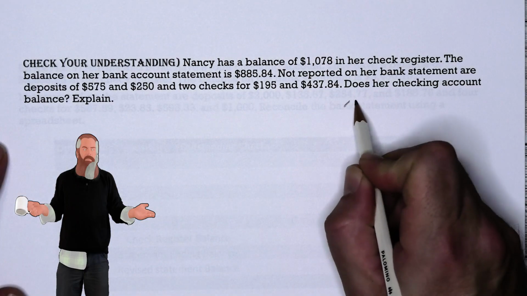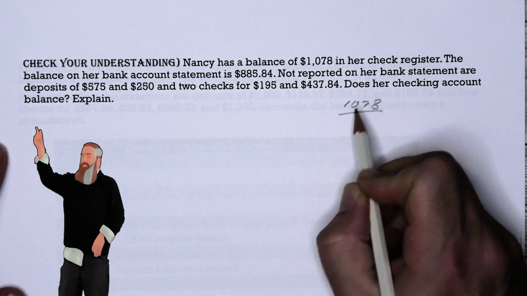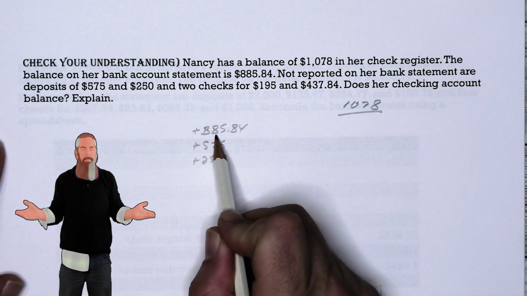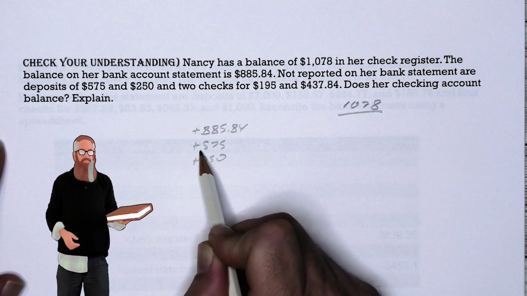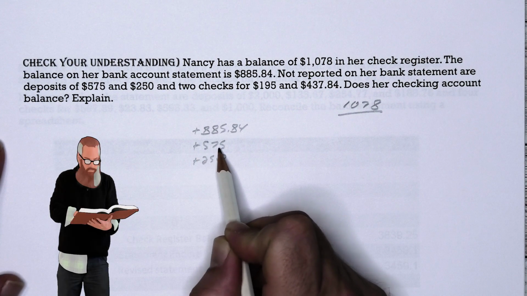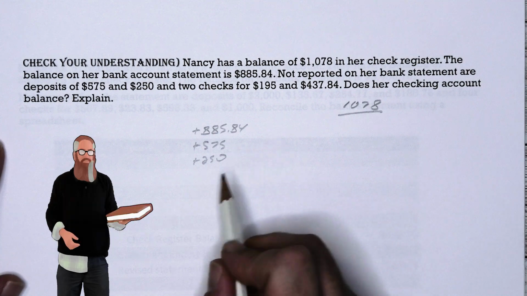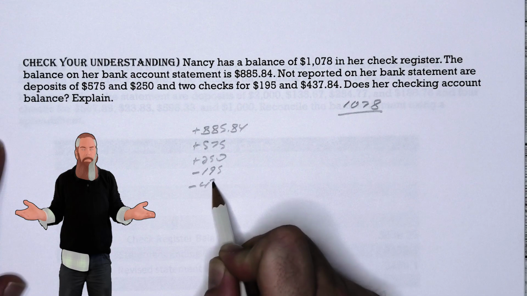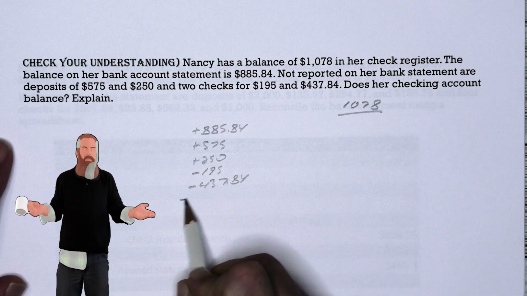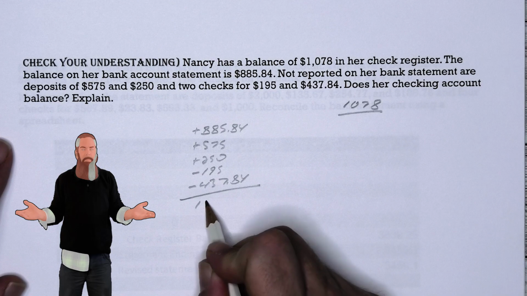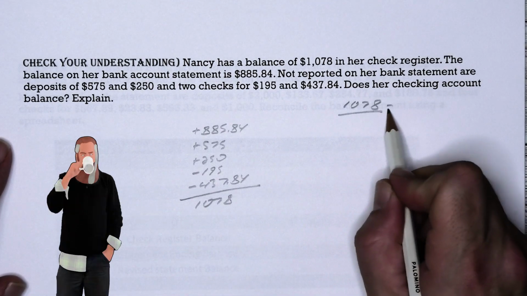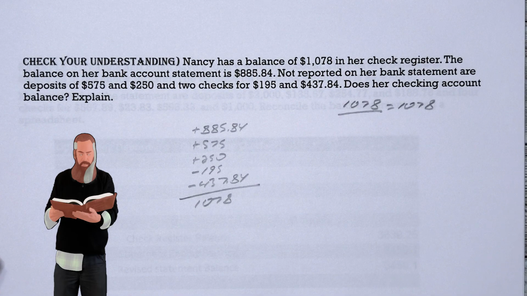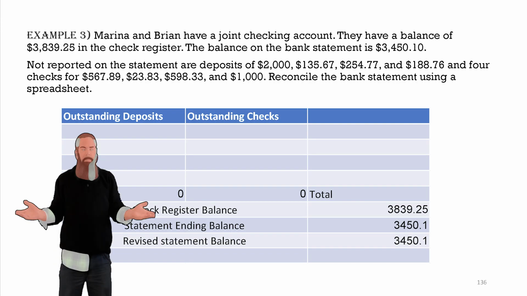Now, we know that we need to have $1,078. This is what is in her check register. We know that the statement says there's $885.84 in it. She has deposits that have not cleared of $575 and $250, but she has written a check for $195 as well as $437.84. And by summing this all up, we get $1,078, which equals what was in her check register, so her statement is reconciled.